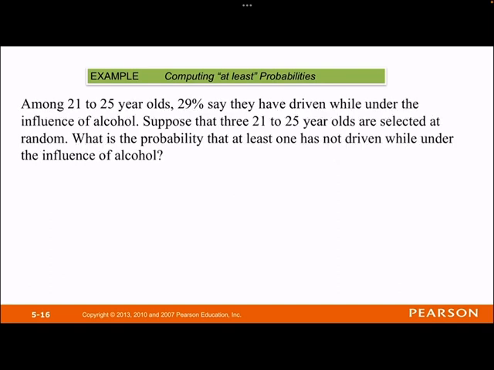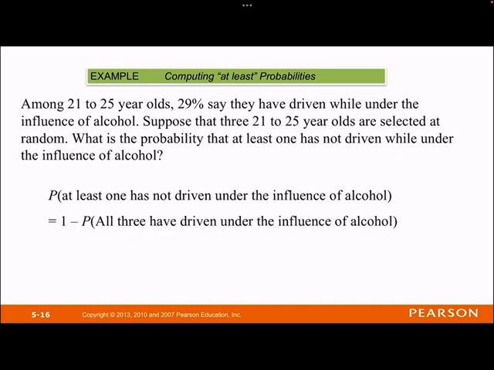Among 21 to 25-year-olds, 29% say that they have driven while under the influence of alcohol. Suppose that 3 21 to 25-year-olds are selected at random. What is the probability that at least one has not driven while under the influence of alcohol? Again, the probability we're looking for is at least one has not driven under the influence, and again, it's easier to look at it in terms of its complement. So we're going to do 1 minus the probability that all three have driven under the influence of alcohol.